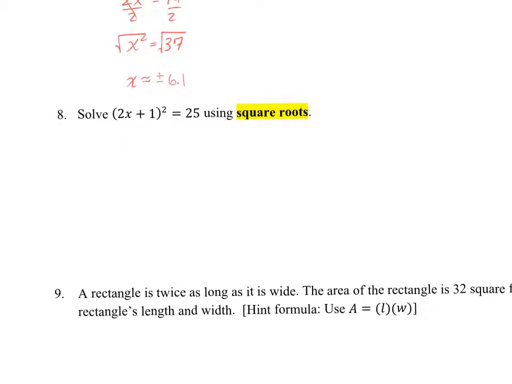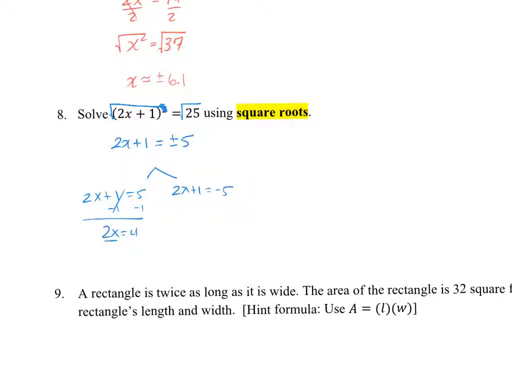So for this one, you can't do anything before you get rid of that squared. It's what you have to do first. So we end up with 2x plus 1, because the square and the square root cancel, equals, and when we take the square root of 25, that's plus or minus 5. So we actually need two equations. One of them is going to be 2x plus 1 equals 5, and the other is 2x plus 1 equals -5. And then we solve these like normal.